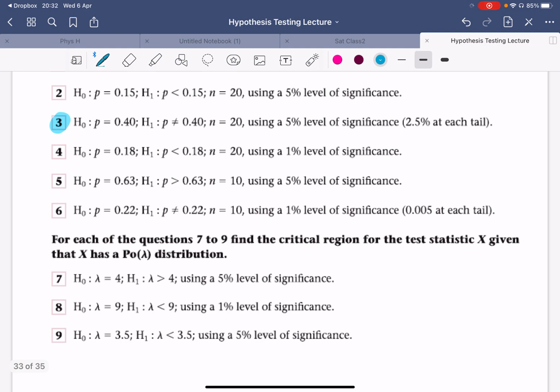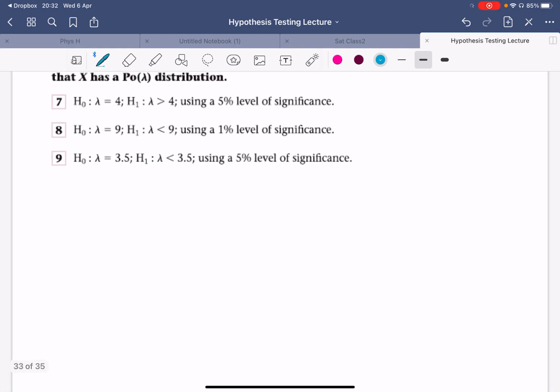We have the null hypothesis that P equals 0.4, and the alternate is P not equal to 0.4. This is definitely two tails, right? So it says here 2.5% on each tail because it's 5% alpha, and N is also given to you. Let's just draw this out. This is the first region, and this is my second region. I can call this C1 and this C2, right?